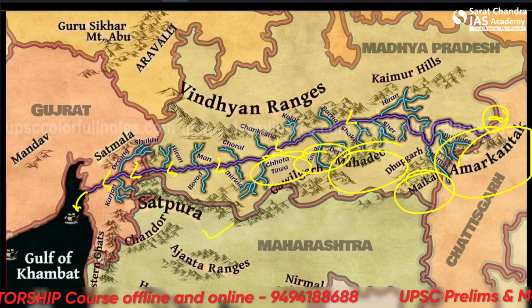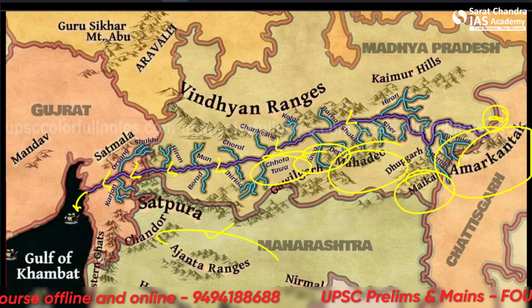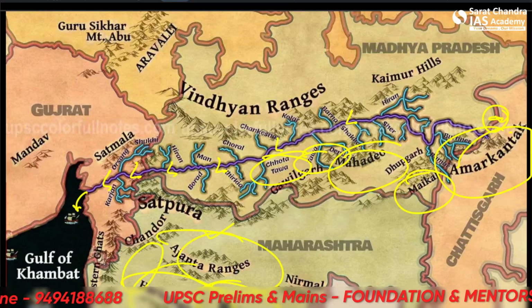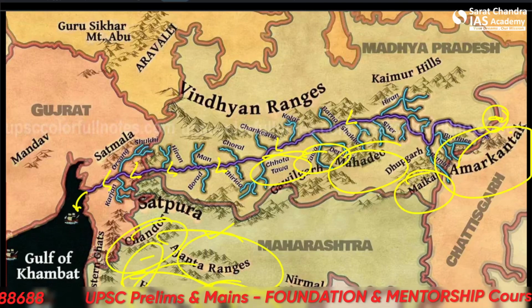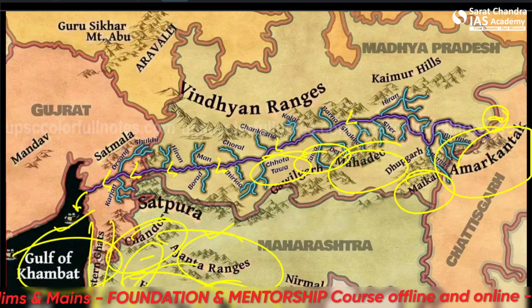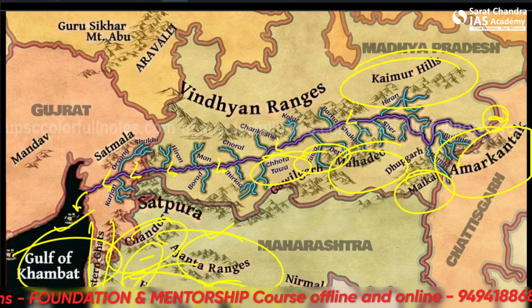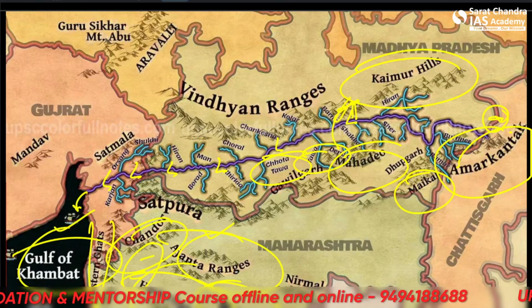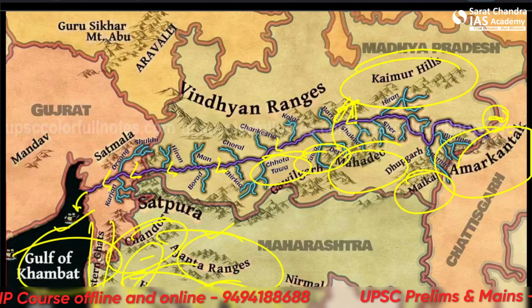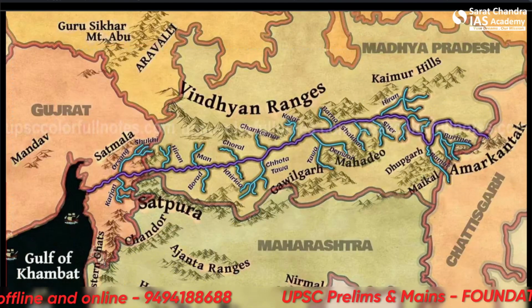This is Maharashtra. We have already seen these four: Ajanta ranges, Balaghat ranges, Harishchandra ranges, and the Satmala ranges, Chandur. This is Gulf of Khambat, Western Ghats. These maps are very useful. Please remember them. These are Kamur hills. Okay, they are close to the Maikal hills. Okay, let's come to the second option.